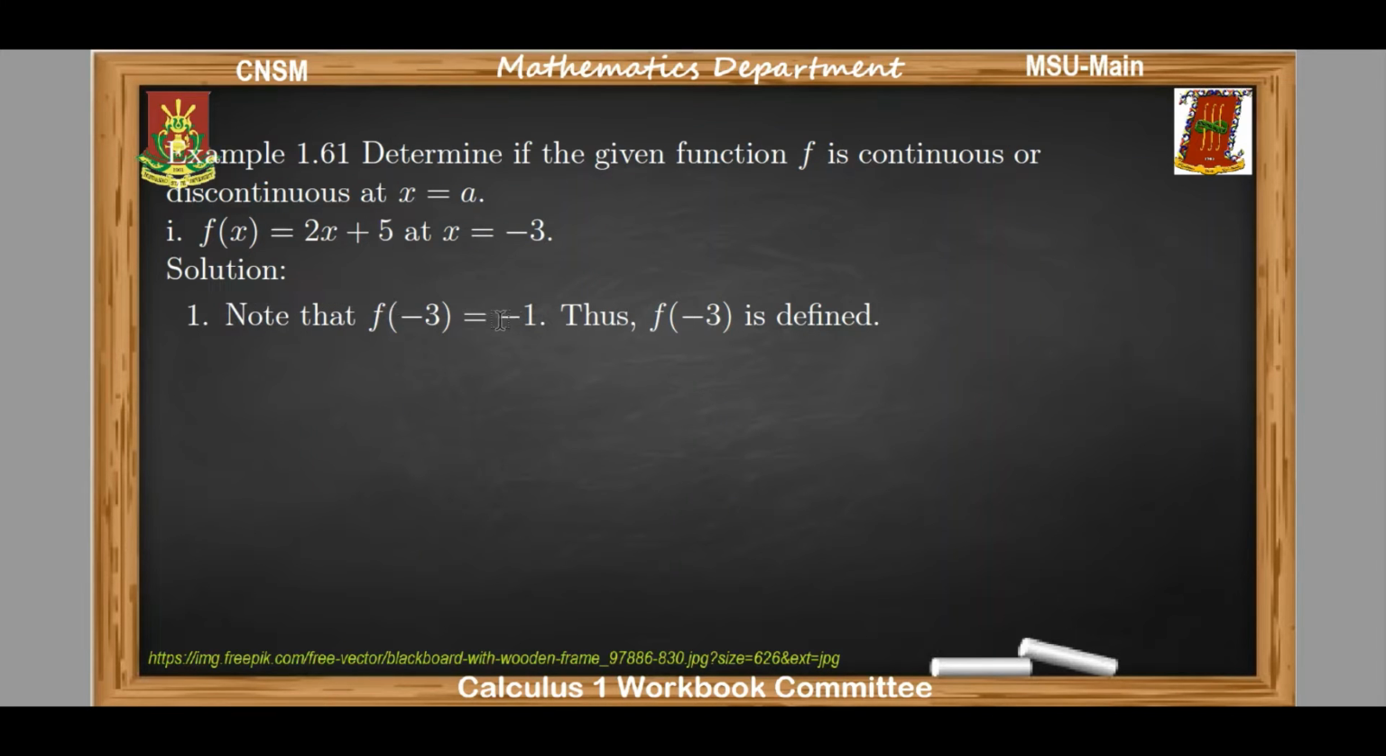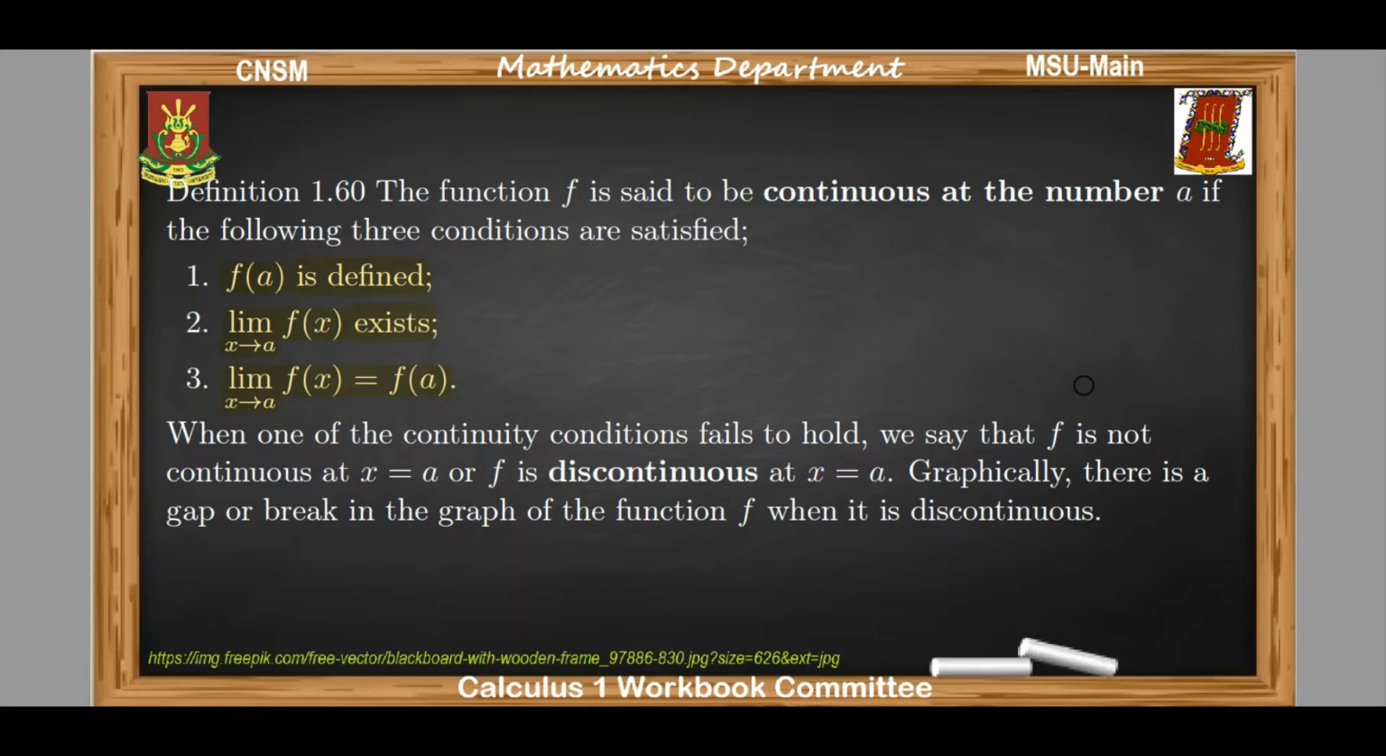Here, paano natin to siya nakuha? So, if we substitute the value of negative 3 in this function, so negative 3 times 2 is negative 6, plus 5 is negative 1. So yun, nakuha natin yung answer ng f of negative 3. So, f of negative 3 is defined, or which is sa first condition, this one, na-define natin yung f of a.